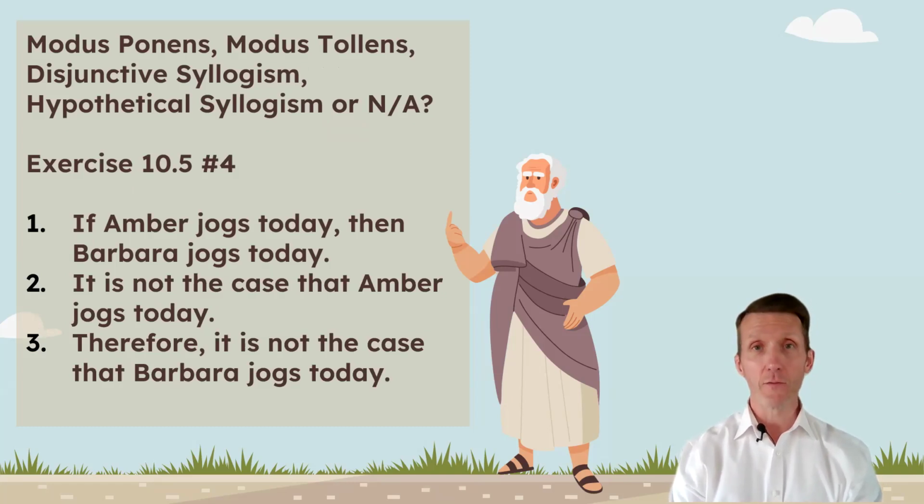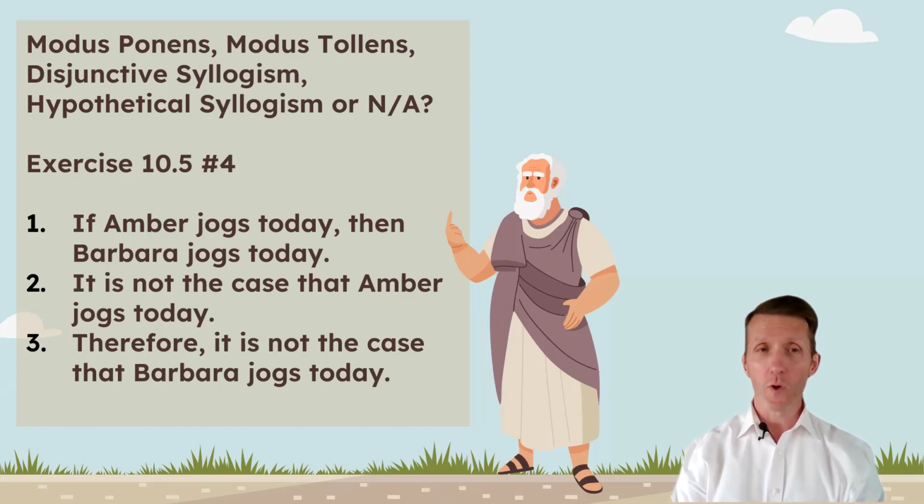Well, it's not that if-then chain, so it's not hypothetical syllogism. You don't see the word or in there, so it's not a disjunctive syllogism. You do see a not the case, but the way modus tollens works is it denies the consequent, the second half of that if-then conditional statement. But the way this is set up, it's denying the antecedent. So it says, if Amber jogs today, then Barbara jogs today. It's not the case that Amber jogs today. Therefore, it's not the case Barbara jogs today.